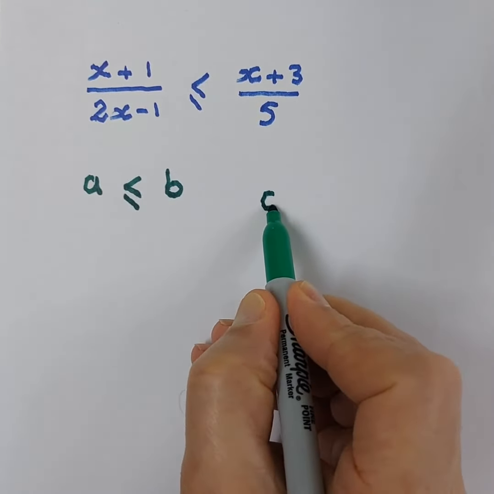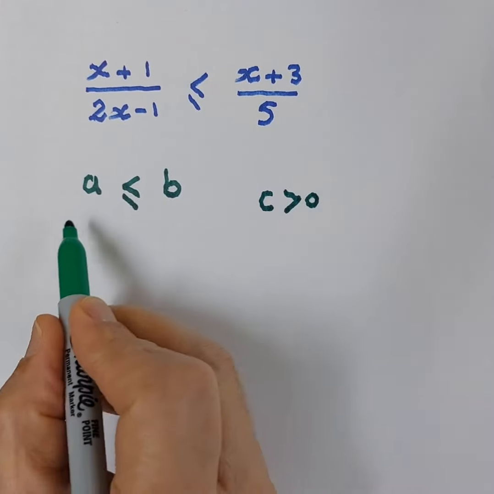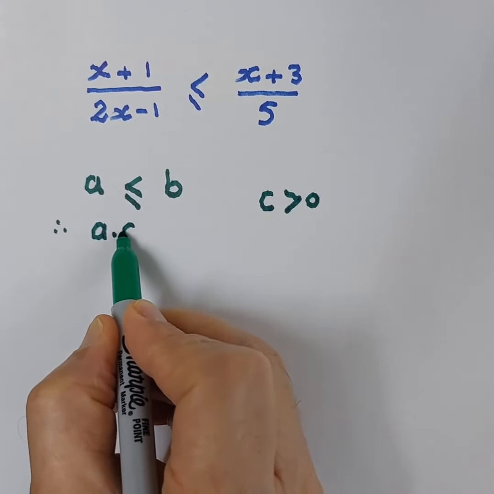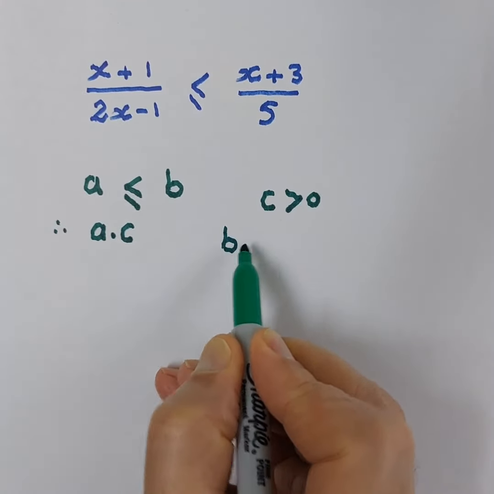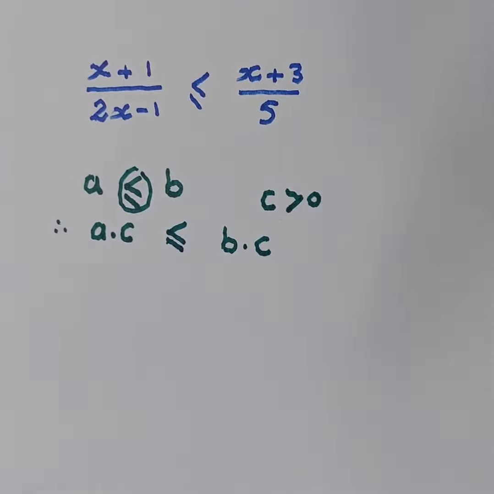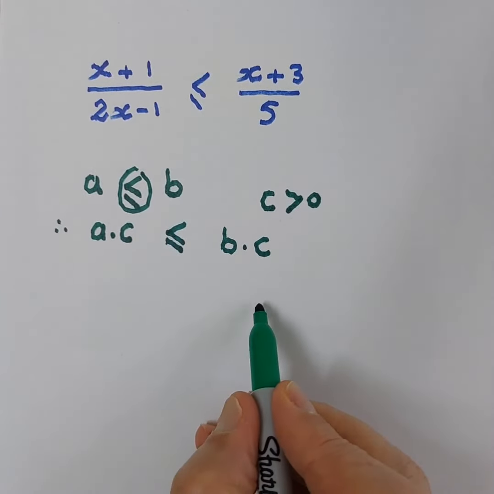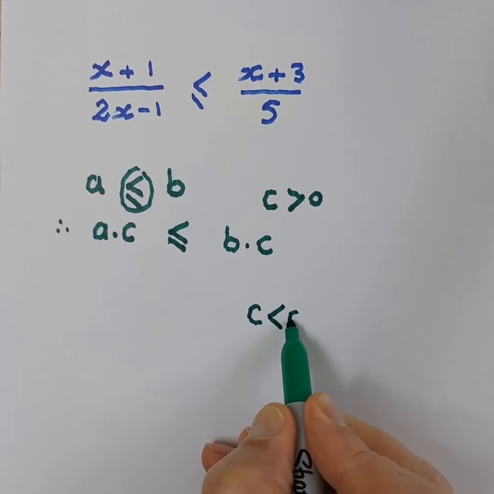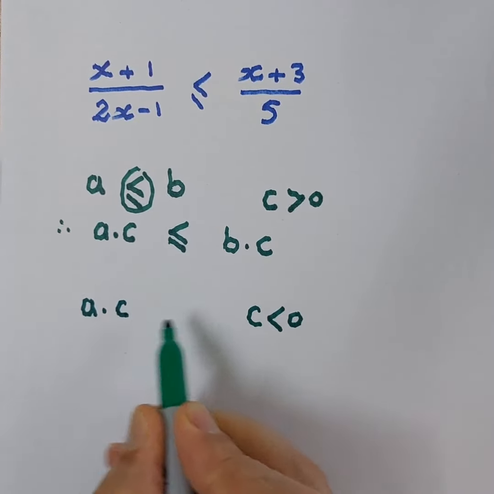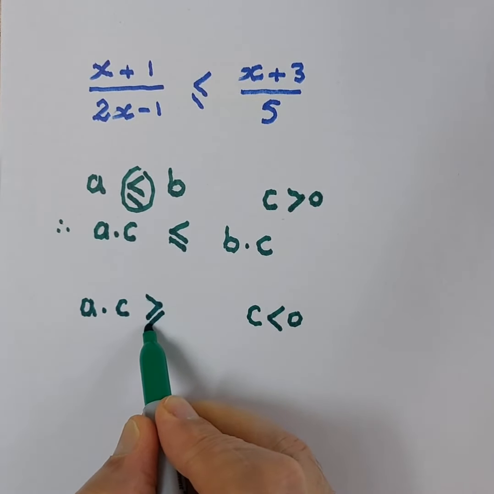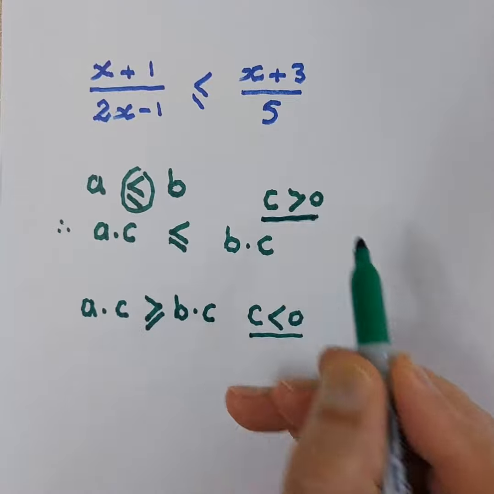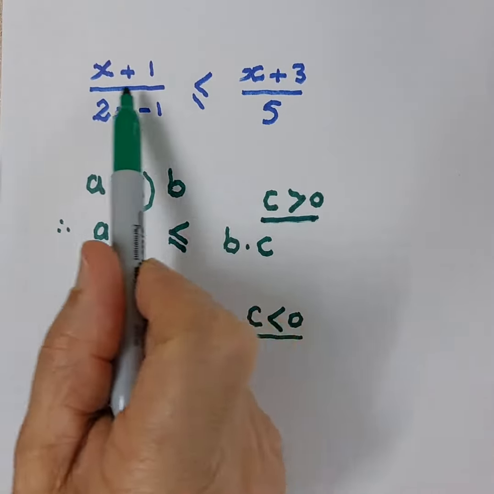and C is a positive number, when we multiply both sides of this inequality by C, we have A multiplied by C, and here B multiplied by C, and the same sign will stay as it is, no change. But when C is negative, that means C is less than 0, A times C will be greater than or equal B times C. So these two cases are the main things we have to remember before starting to solve this inequality.